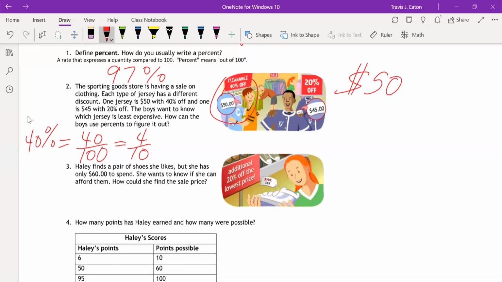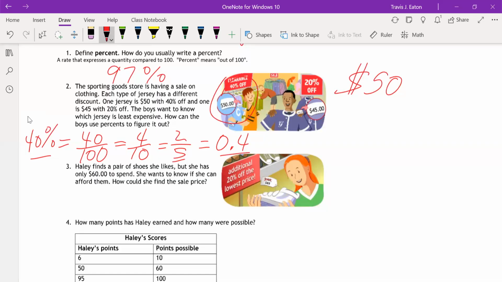Of course, 4/10 could also be written as 0.4, because that's 4/10. But we could also simplify 4/10 by dividing both of these by 2. And so it would be simplified down to 2/5. But you can see how we took the percent. What it means is 40 out of 100. We simplify that fraction, and then we can convert it to a decimal.